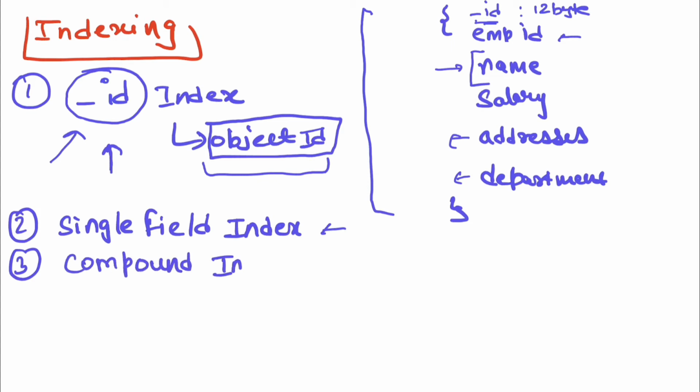A compound index is, let's say, if you want to query your data based on multiple fields. You want to query the data based on name, based on, let's say, city in the address, and based on department name. Let's say this address has city and street, and department has department name and department ID. You want to define a compound index where the first index could be name, and the second index could be this city. So you want to define an index based on these two fields.